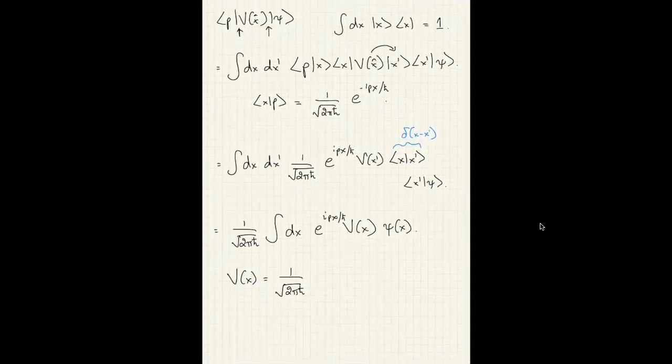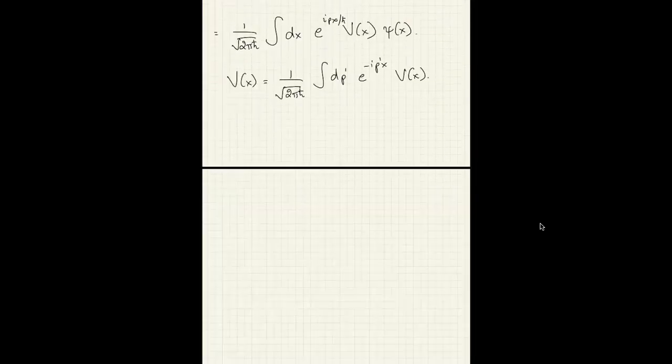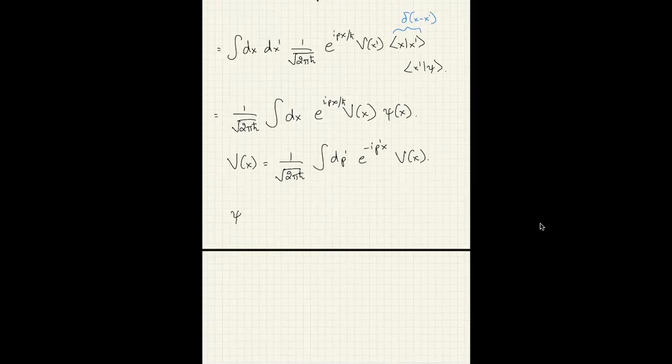So this is integral dp prime, e to the minus i p prime x over h bar, V of p prime, and the relation between psi of x and psi of p is also one of Fourier transform: psi of x is 1 over square root of 2 pi h bar, integral dp, e to the i p x over h bar, psi of p.